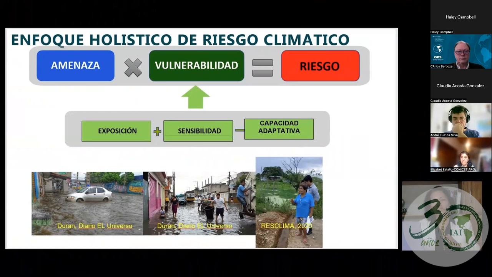Ahí vemos algunos ejemplos de la exposición a esta sociedad con el clima, la sensibilidad con las personas, el sistema urbano y la capacidad adaptativa con la capacidad de respuesta. Pero lo vamos a ver un poco mejor en el siguiente slide. En este diagrama lo que queremos ver son dos cosas.